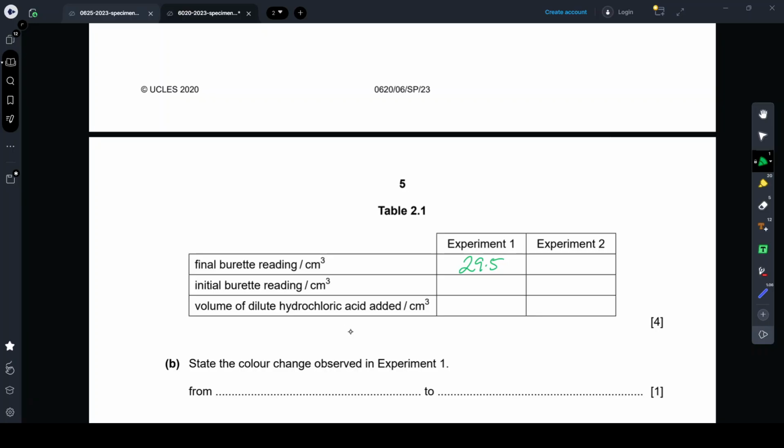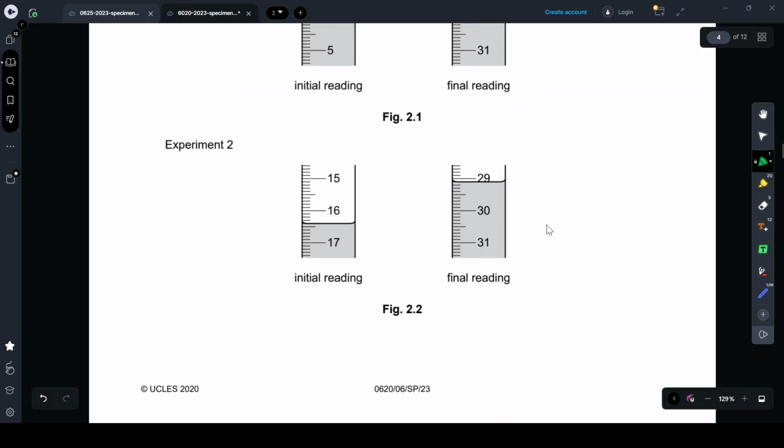Right, by the way, this is how you construct the table. Whatever things you're noting, you write that and the unit in which you're noting them. So this is centimeter cubes. You have the labels of what you're noting them for. So that's 29.5 for experiment 1. What is it for experiment 2, the final reading? 29.1.